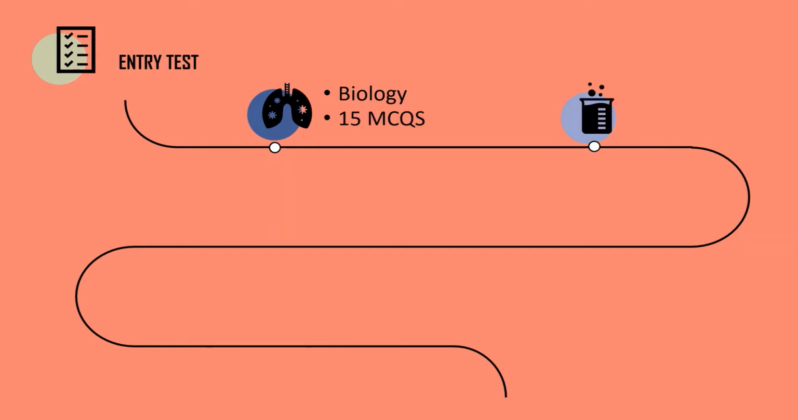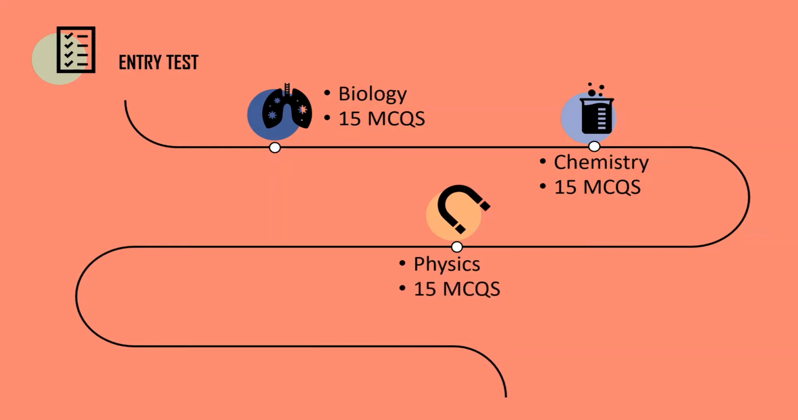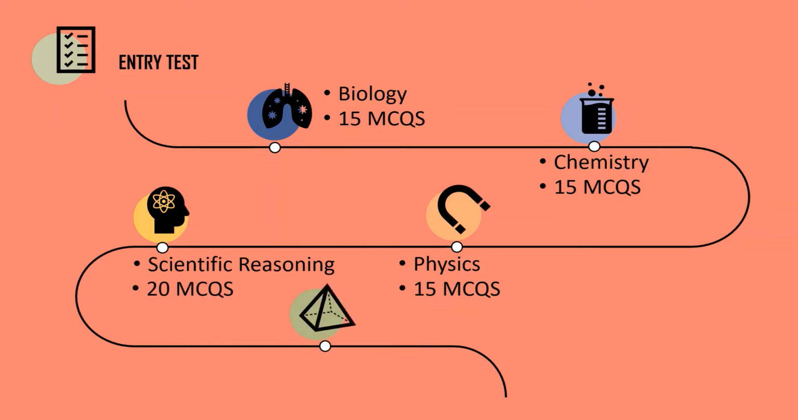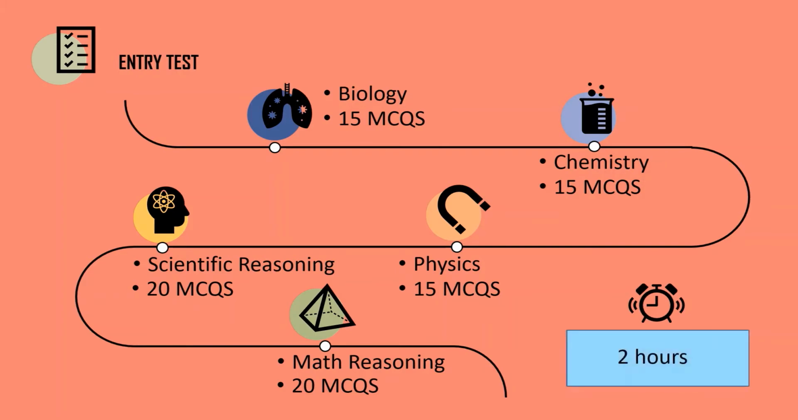As discussed in one of my previous videos, the entry test consists of 5 sections. A biology section consisting of 15 MCQs, a chemistry section consisting of 15 MCQs as well, a physics section consisting of 15 MCQs, followed by a scientific reasoning section of 20 MCQs, and lastly, a mathematical reasoning section of 20 MCQs as well. The total time allotted for this paper is 2 hours.